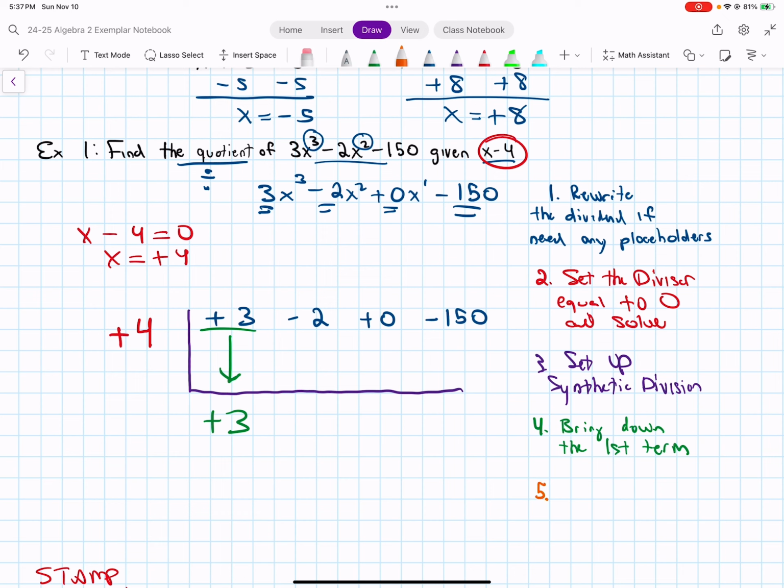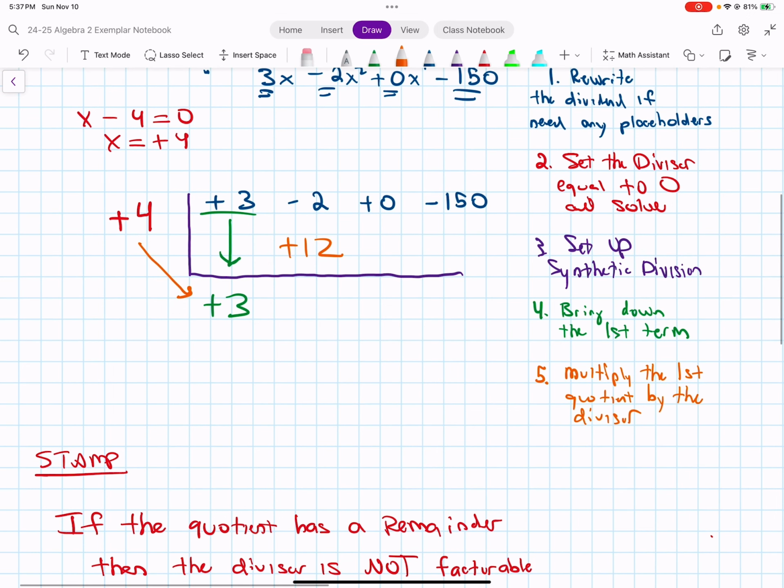Step 5 is to multiply the first quotient by the divisor. So 4 times +3, that's +12, and then add the values. So when I add them together, -2 plus 12 is +10. And yes, I'm always going to add.